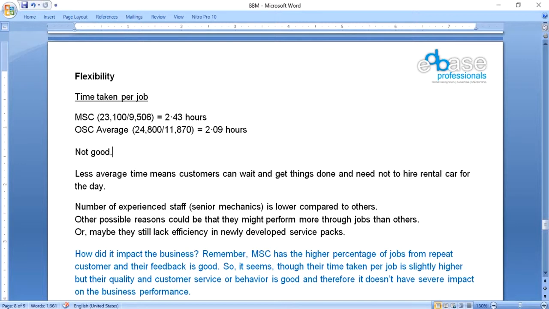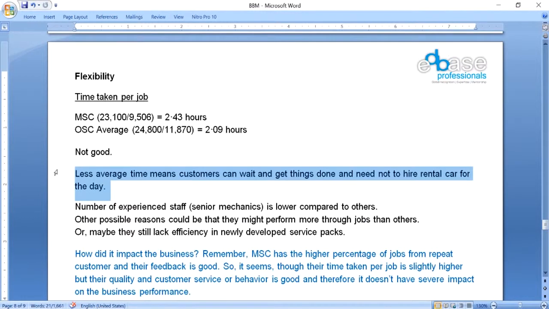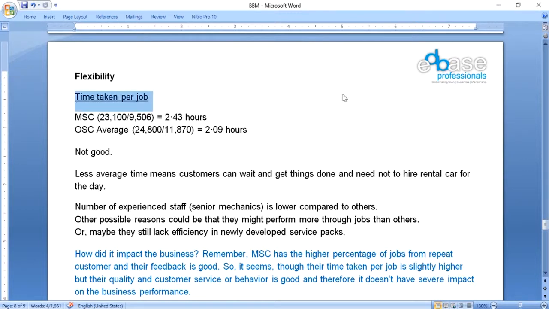Now let me tell you the justification why I chose the time taken per job. Because less average time means customers can wait and get things done and need not hire a rental car for the day. Because if it needs more hours to fix their cars, that means they will have to hire a rental car to get their things done. So if we can do the work within a short period of time, they can just wait and get their things done and go to their job. That means this ratio is a very good indicator of how flexible we are to our customers.